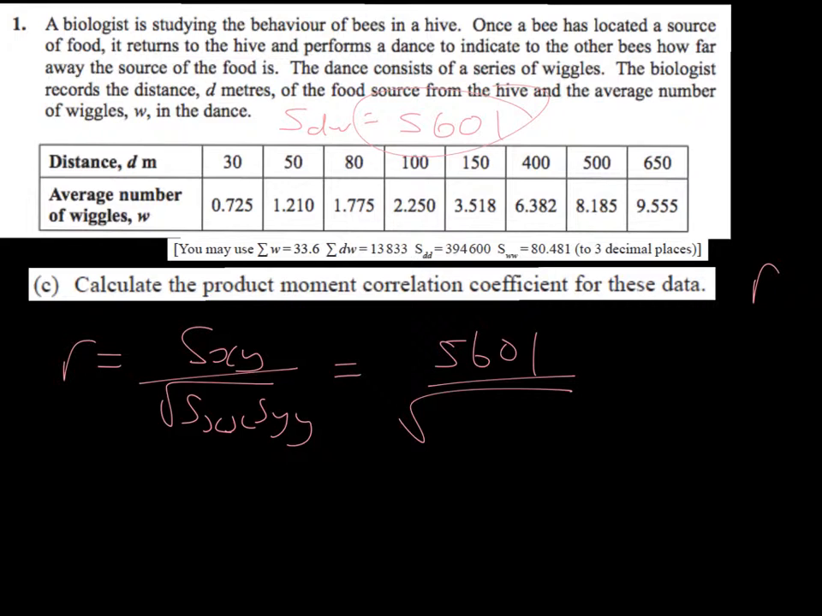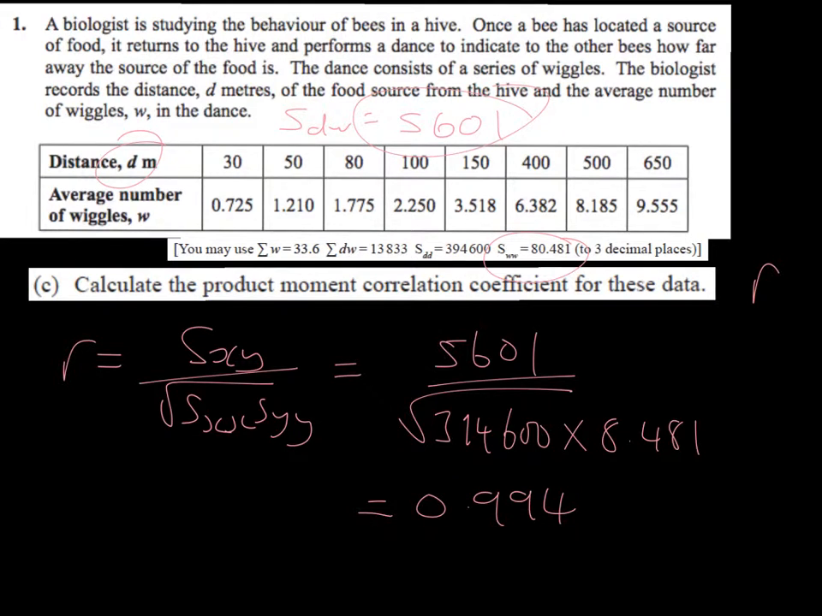5,601 divided by Sxx, which is going to be the independent variable here, which is d. So SDD is 394,600 multiplied by Syy, which is going to be here 80.481. And if we work that out, we get an answer of 0.994, which is a very strong relationship, given that the maximum value that R can take is 1, because the modulus of R is less than 1.